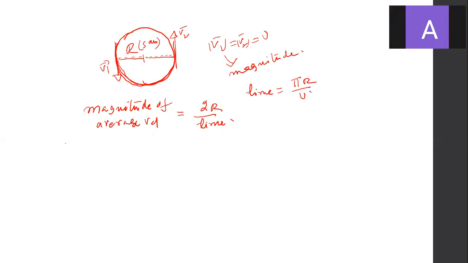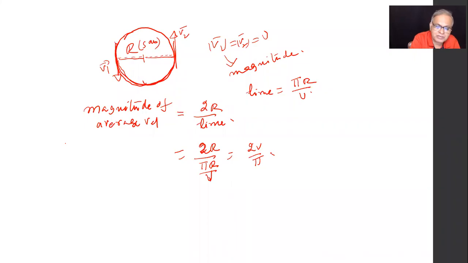So come back to this: 2R by pi R by V. So what do I get? 2V by pi. And the average velocity vector, if you want it, will be this way, along this delta r. For that, of course, we need to show some origin. So the magnitude of average velocity will be 2V by pi when the speed was V.